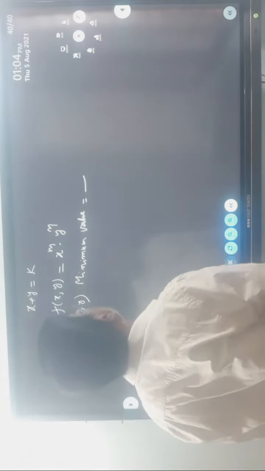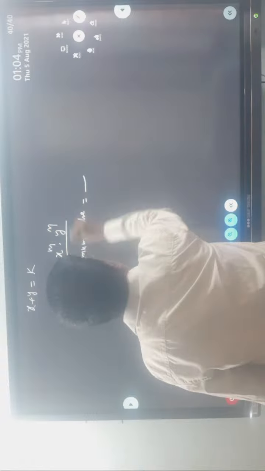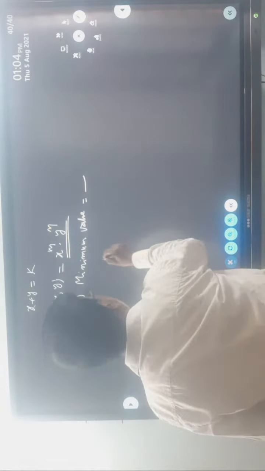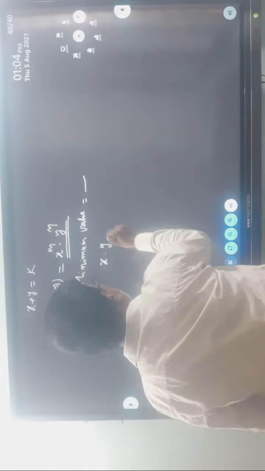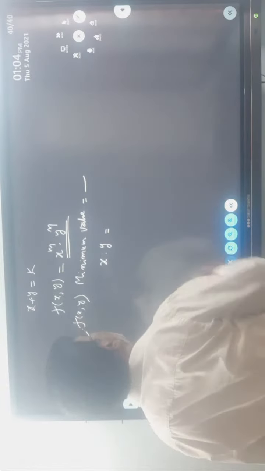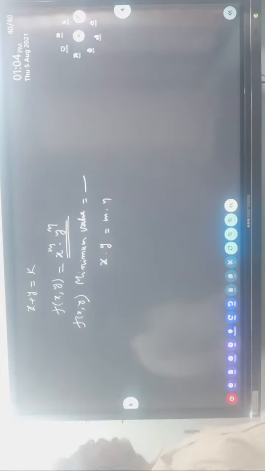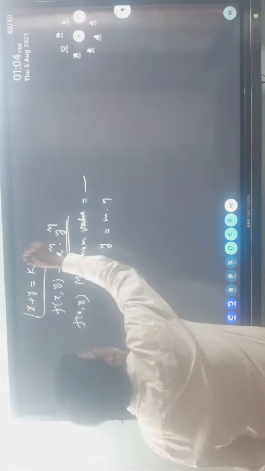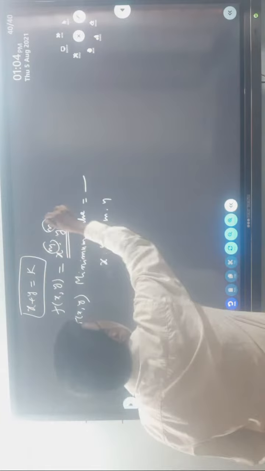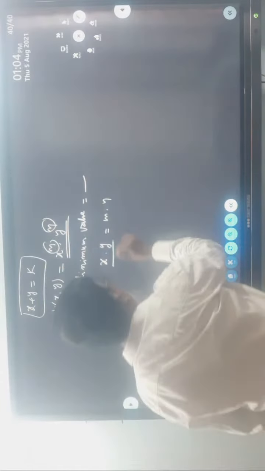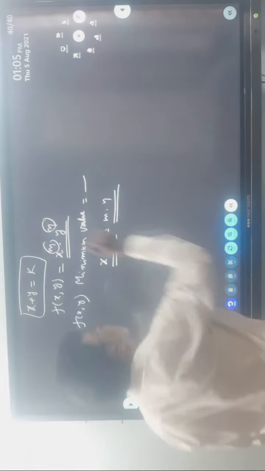So how can I find this out? There is a shortcut formula. Remember that x is to y is nothing but the ratio of the powers, that is m is to n. So that is very important. x plus y is given as k. Remember, what are the powers? m is to n. x is to y is proportional to the corresponding powers.